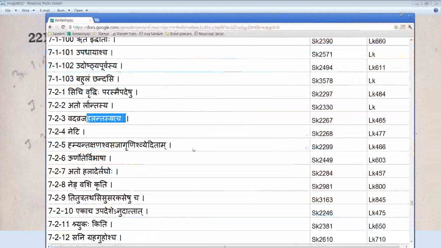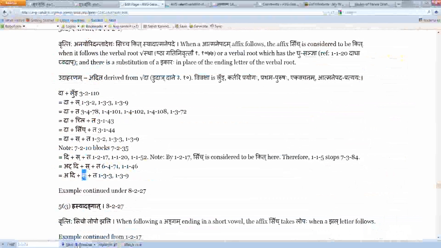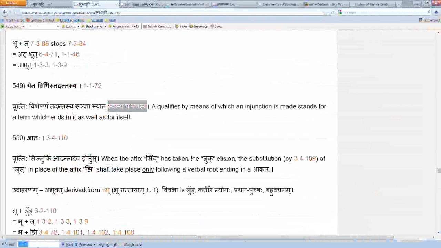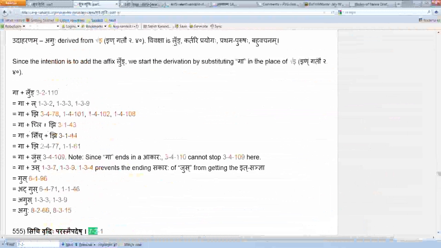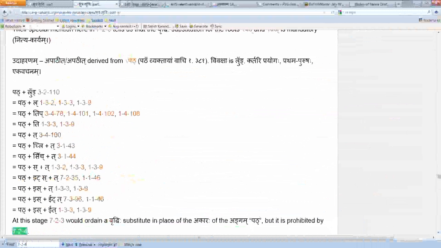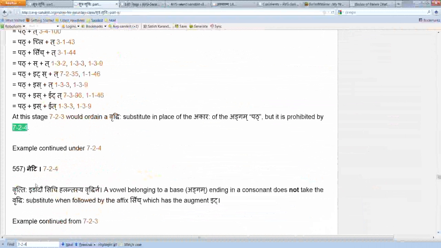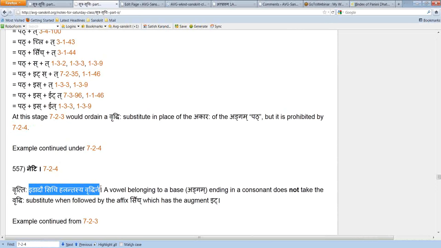Let's look at this sutram neti, which I believe we have already studied. Neti, sutram 724, is the nisheda sutram for 723. It says idadav sichi halantasya vriddhirna. This is only a nisheda for vada vraja halantasya achaha. So in this point number 221 in the book, we are considering those dhatus which allow an idagamaha. So sich has an idagamaha, and neti will stop the vriddhi. The anga is halanta, so vriddhi does not take place.